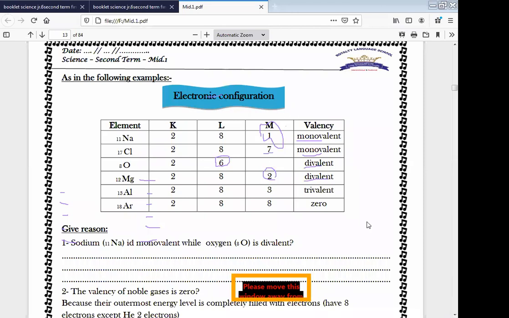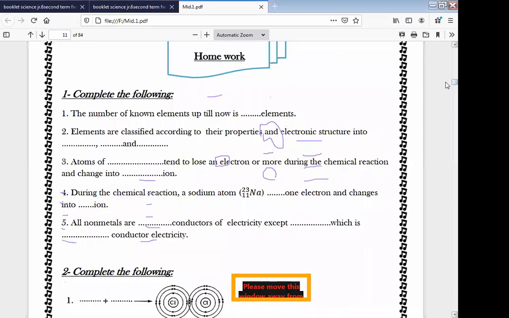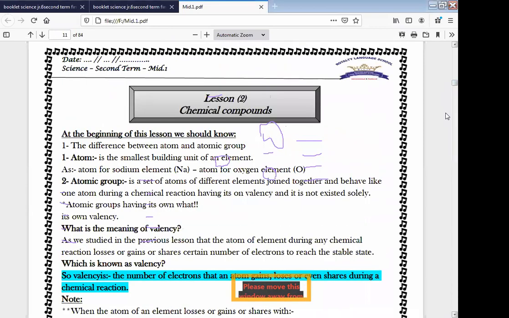Okay, let's continue again from the beginning. In this lesson, we will study the difference between atom and the atomic group. The atom is the smallest building unit of element, such as atom of sodium, atom of oxygen, atom of hydrogen, atom of nitrogen. Atomic group: a set of atoms, similar or different elements, joining together, behave like one atom and have its own valency.